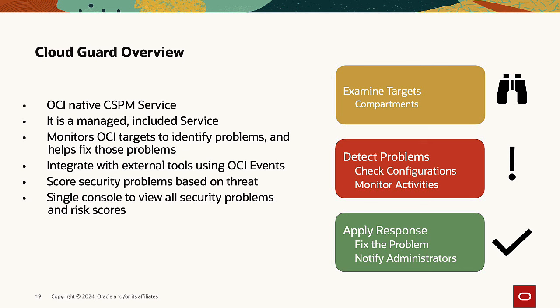So CloudGuard is OCI's native security posture management service, and it does three main things. First, it examines your targets that you define. Second, it detects problems. And third, it provides you with a mechanism to fix those problems. CloudGuard also supports integration to external systems via OCI events. And having a single console provides a bird's eye view for all things security. This is obviously helpful from a manageability perspective.